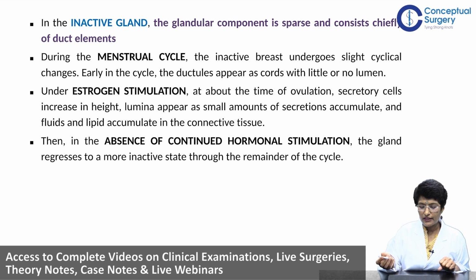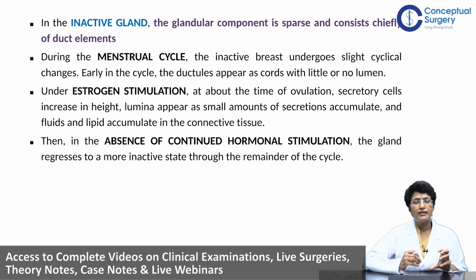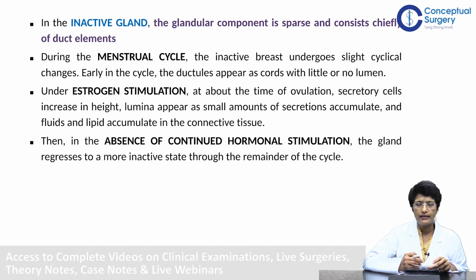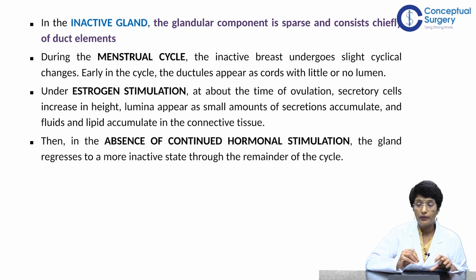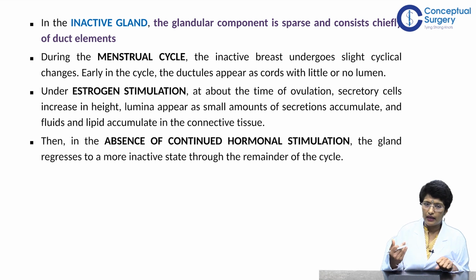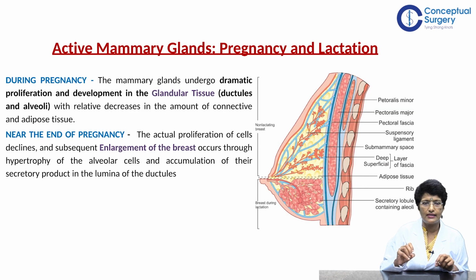So during the menstrual cycle, you know that there are going to be changes in the duct, but the duct is still solid. At the moment it's not hollow, but with constant estrogen stimulation, the lumina start appearing and some amount of secretions start accumulating. But in the absence of hormonal stimulation, the gland can regress, go back to its original state. In fact, it becomes dormant in a way.